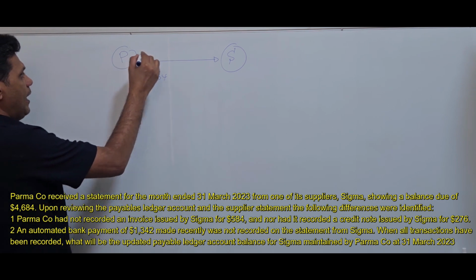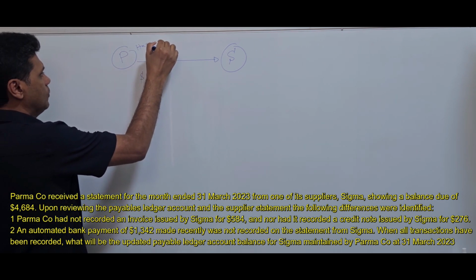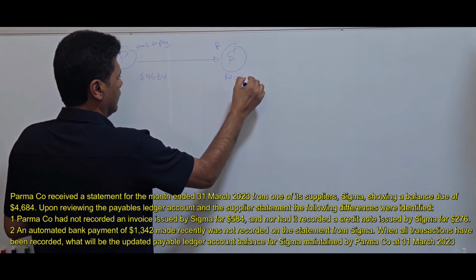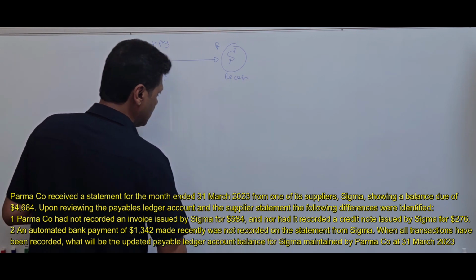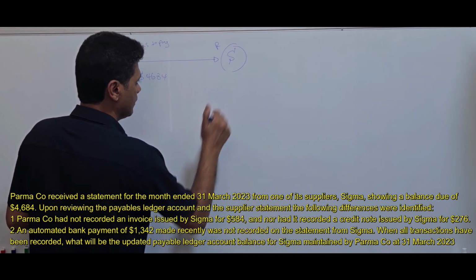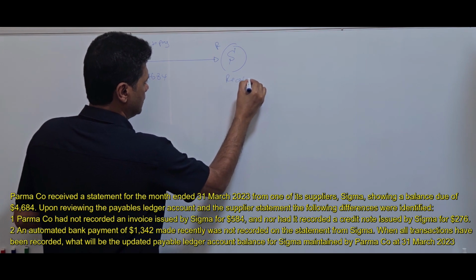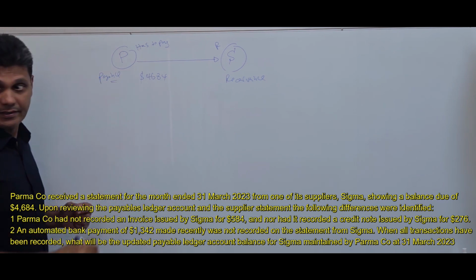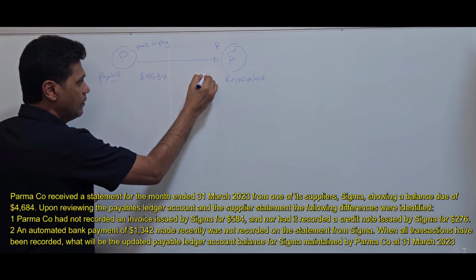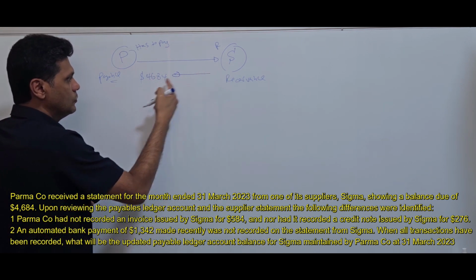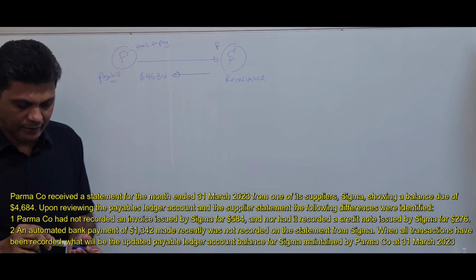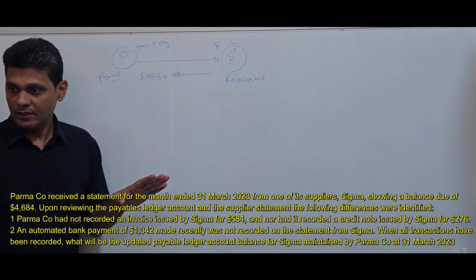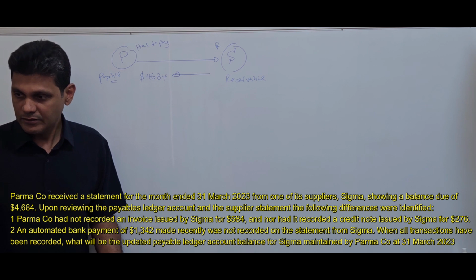So therefore P has to pay, and S has to receive this balance. In S's books, it's a receivable balance. In P's books, it's a payable balance. So he received a statement from Sigma showing 4,684 to be paid. Upon reviewing this, what he has identified, just read out for me.